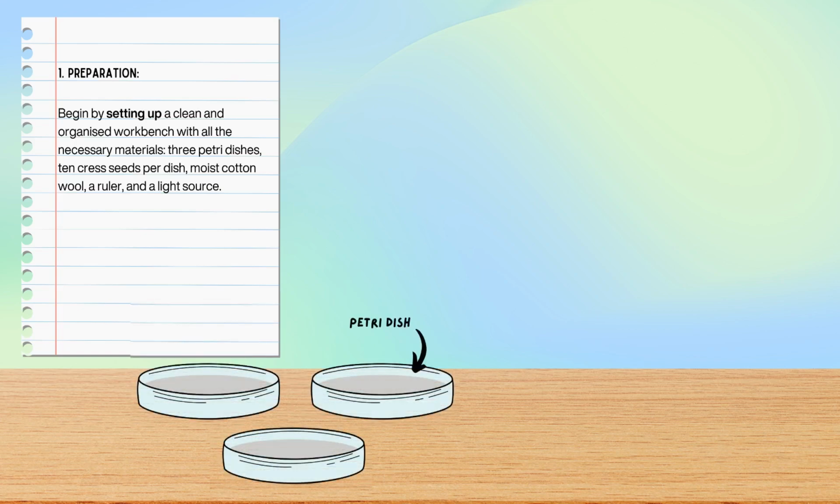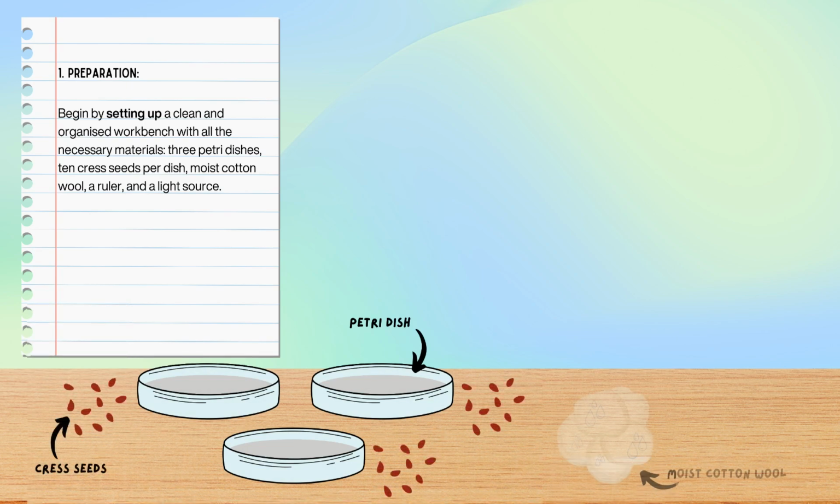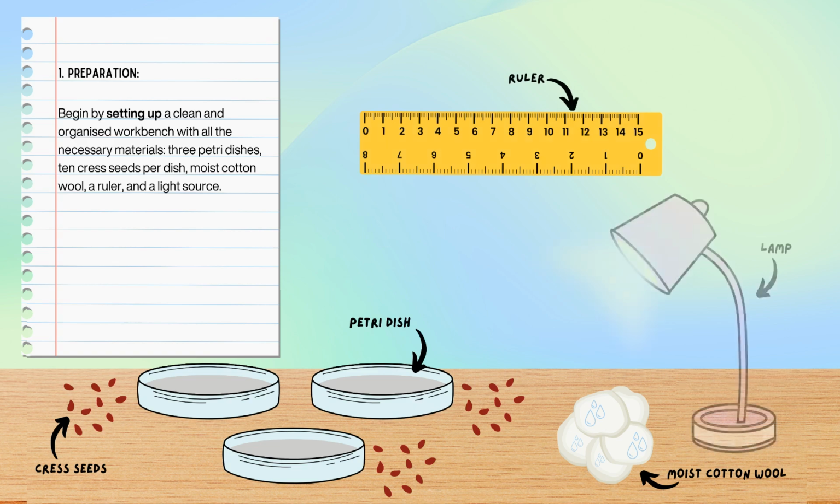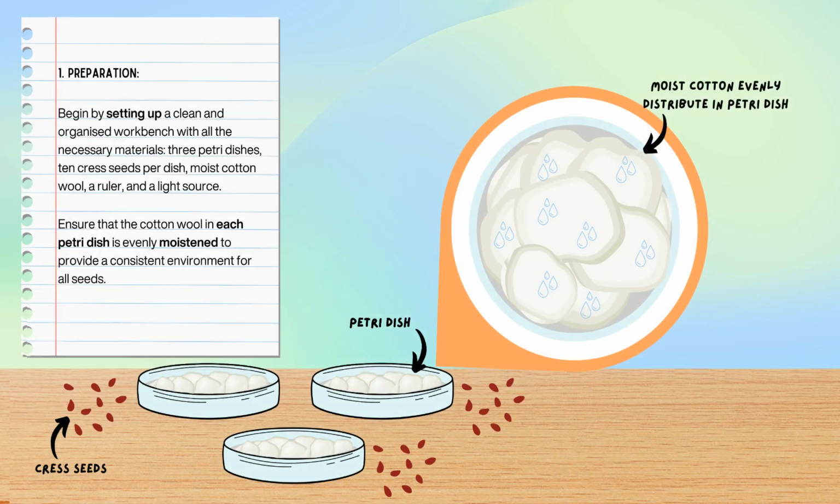Our first step is preparation. We begin by setting up a clean and organized workbench with all the necessary materials: 3 Petri dishes, 10 cress seeds per dish, moist cotton wool, a ruler, and a light source. Ensure that the cotton wool in each Petri dish is evenly moistened to provide a consistent environment for all seeds.